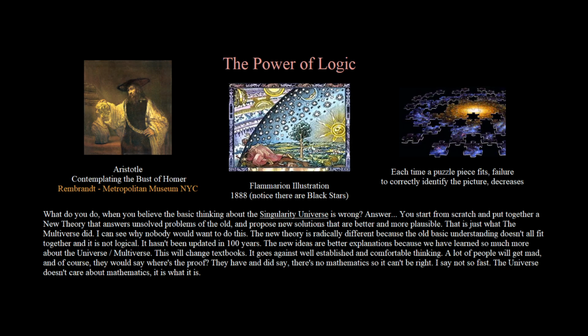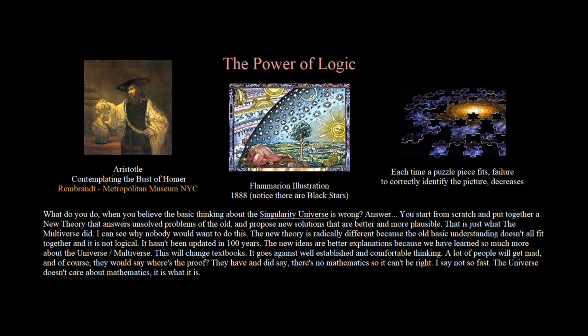The new theory is radically different because the old basic understanding doesn't all fit together and it is not logical. It hasn't been updated in 100 years. The new ideas are better explanations because we have learned so much more about the universe, multiverse. This will change textbooks. It goes against well-established and comfortable thinking. A lot of people will get mad, and of course, they would say, where's the proof? They have and did say, there's no mathematics so it can't be right. I say not so fast.